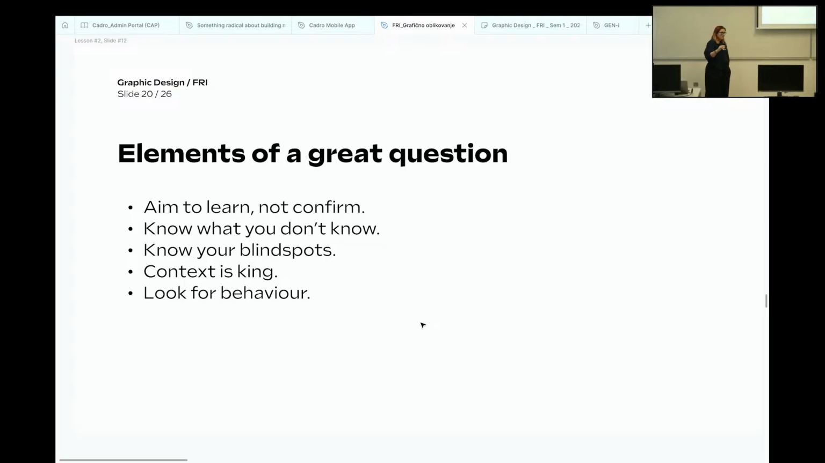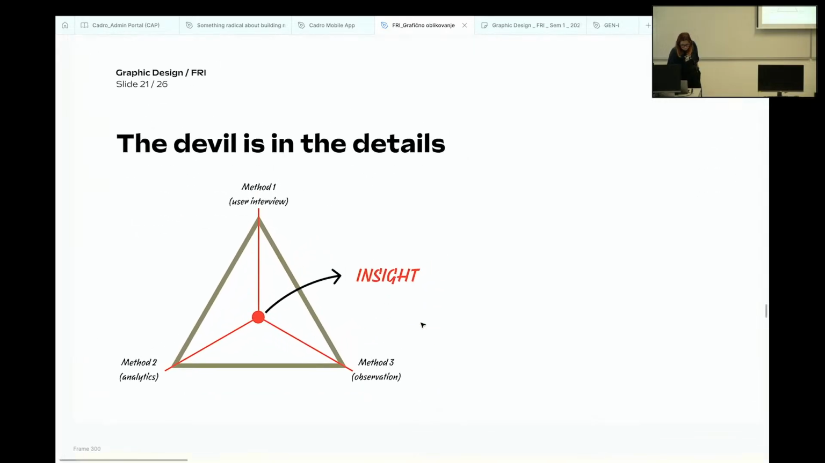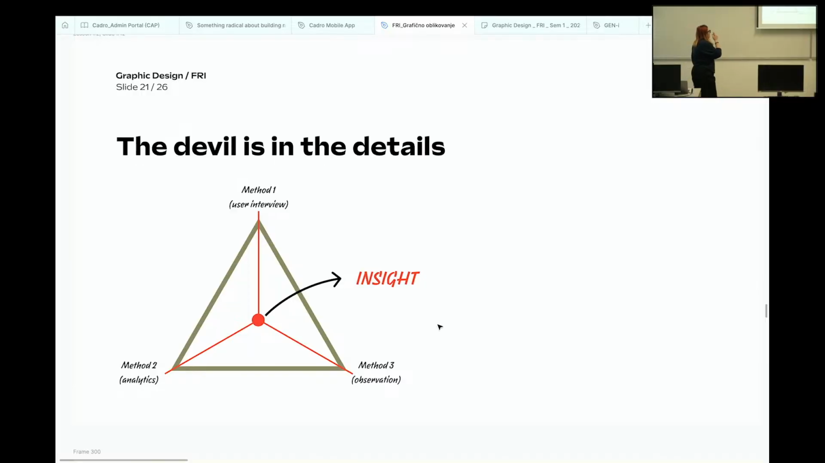And then context is king, already mentioned. Stories, behaviors, how people do stuff. The devil is always in the details. We already mentioned this. Scientifically, we have an insight, meaning we know that a statement is true, when we can confirm it from 3 different sources. We don't usually do so much scientific stuff here, but pay attention to the things that will keep popping up, the same things that you will keep hearing.